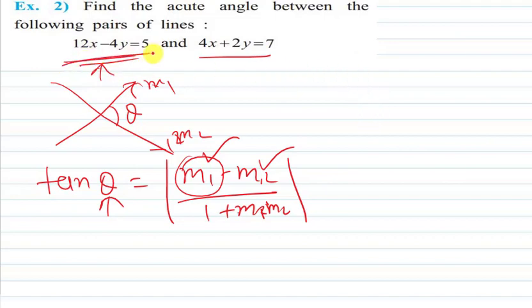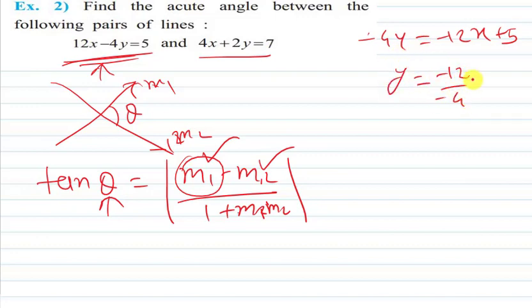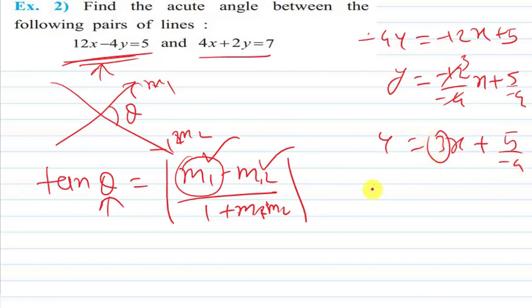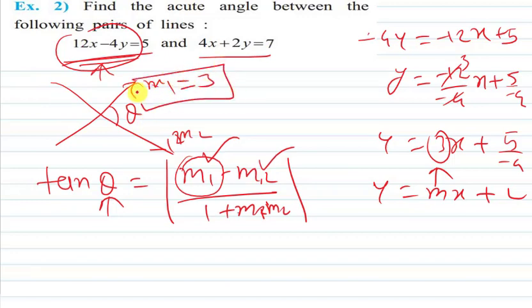So the slope of the first line will be, sending it to the right hand side, minus 4y equals minus 12x plus 5. Divide by minus 4, what will I get? Minus 12 by minus 4 x, 4 3s are, so I get y equals 3x plus 5 upon minus 4. This will be my slope, because after comparing it with the slope intercept form, my m will be 3. So the slope of the first line, m1, is 3, right?